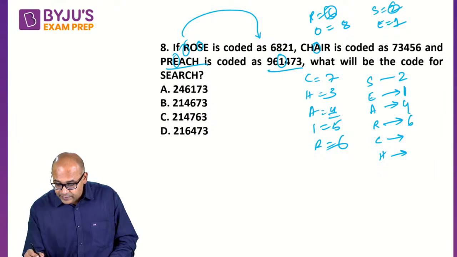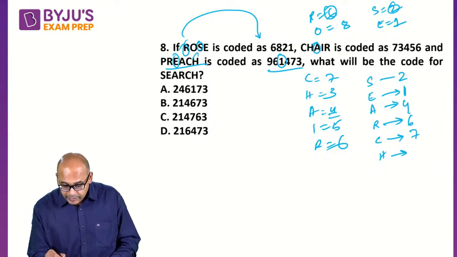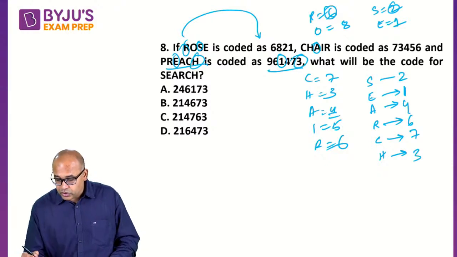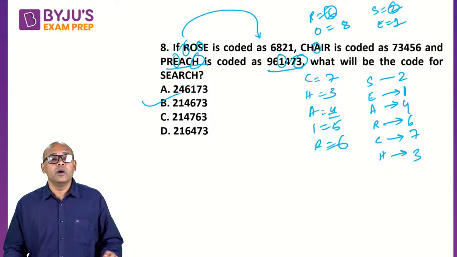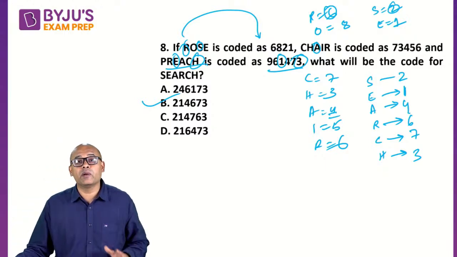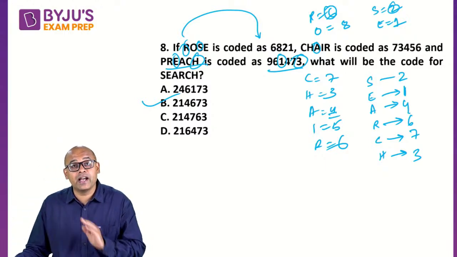CH, where has C come? C has come in chair, so C is 7. And H has come in preach, so H is 3. So 2, 1, 4, 6, 7, 3, that is your option number B. बहुत ही स्ट्रेट फॉरवर्ड वन टू वन मैपिंग है, ज्यादा दिमाग लगाए नहीं इसमें.